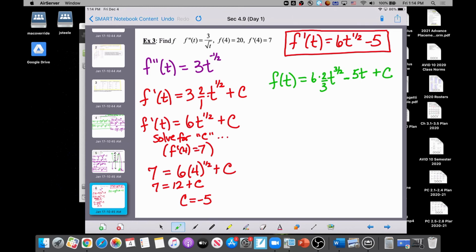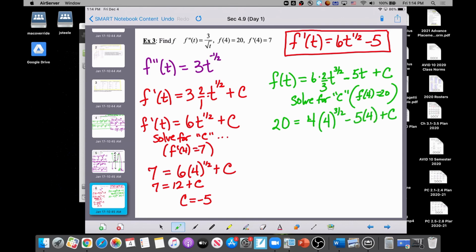All right, so now I need to solve for c. And again, I'm going to do that using the fact that f of 4 equals 20, right? That was given to me. So 20 should be equal to what I get when I plug 4 in. Oh, and I can simplify, by the way. 6 times 2 is 12, divided by 3 is 4. So 4 times 4 to the 3/2 power minus 5 times 4 plus c.